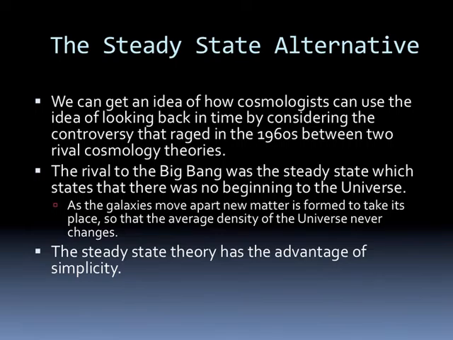We can get an idea of how cosmologists can use the idea of looking back in time by considering the controversy that raged in the 1960s between two rival cosmology theories. The rival to the Big Bang was the steady state, which stated that there was no beginning to the universe. As the galaxies move apart, new matter is formed to take its place, so the average density of the universe never changes. The steady state theory had an advantage in that it was more simple.